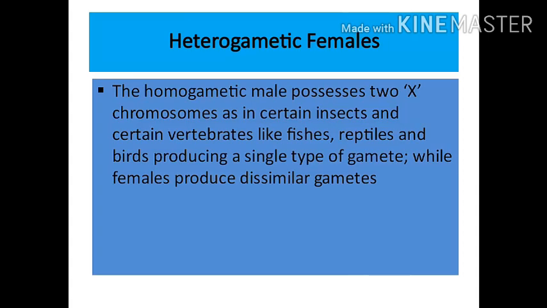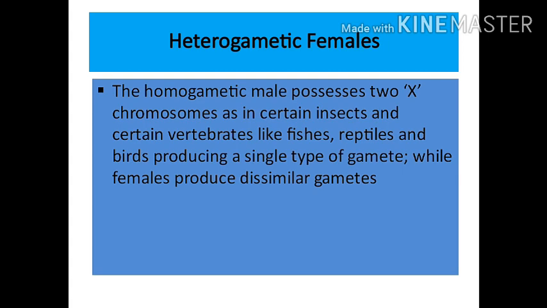In the last slide we have seen the heterogametic male crosses. The male will be producing two types of sperm, X and Y. The female will be producing the egg with X chromosome.